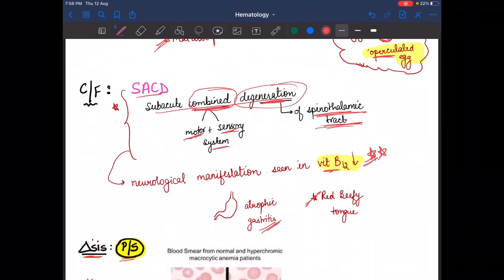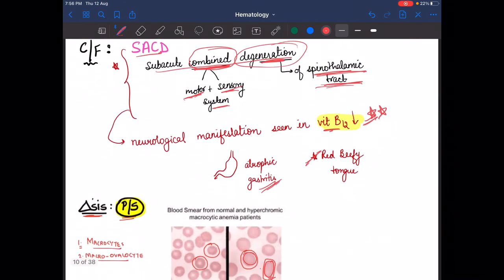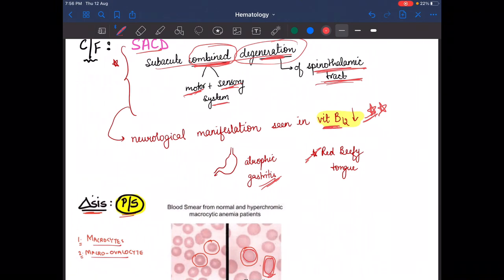not due to folic acid deficiency. How can we differentiate between folic acid and B12 deficiency anemia? If neurological manifestations are written in the question, it is talking about vitamin B12 deficiency, not folic acid deficiency. Let me give you one example. Suppose there is a lady who has anemia and some neurological manifestations like seizures. So this is a B12 deficiency anemia, not a folic acid deficiency anemia. B12 deficiency also shows atrophic gastritis and a red beefy tongue.